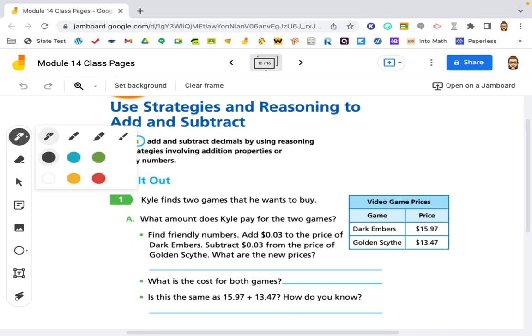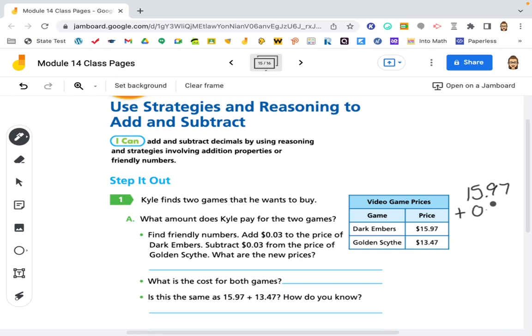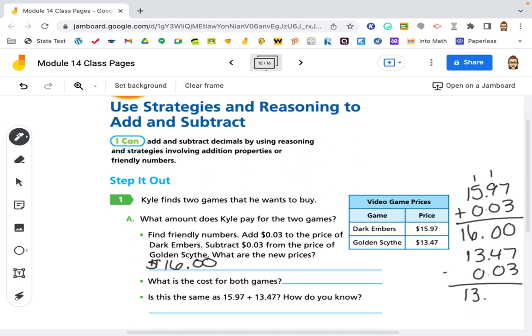So if we are adding 3 cents to the dark embers, that would give us the $16. And then to subtract 3 cents would give us $13.44.